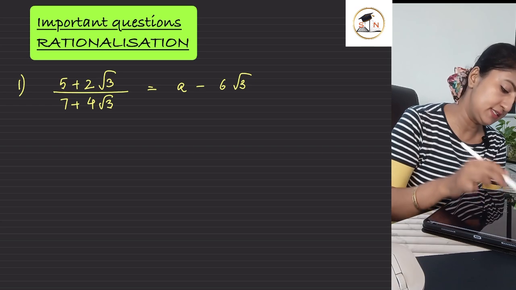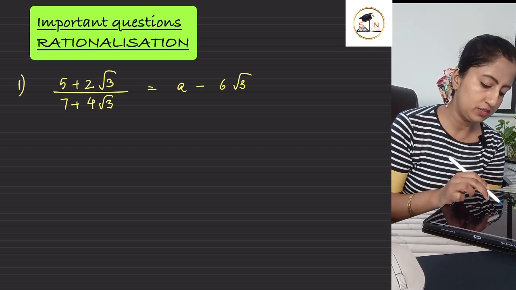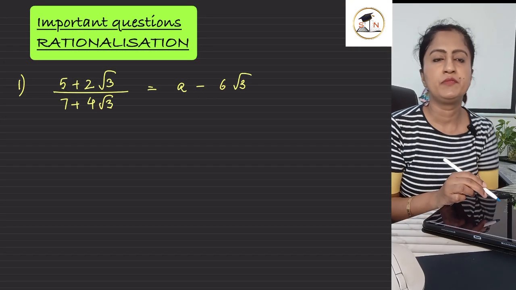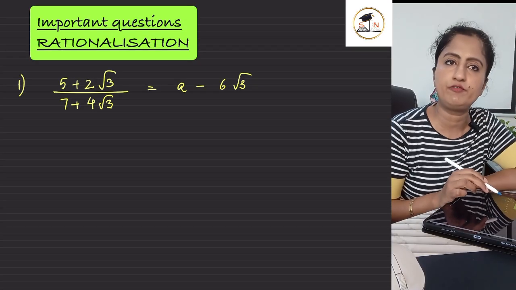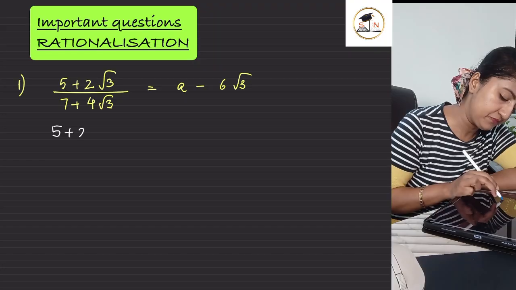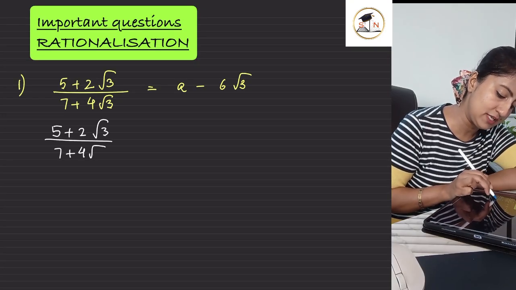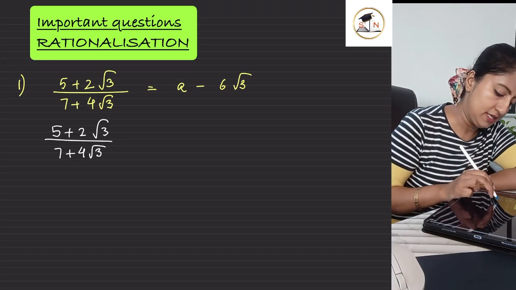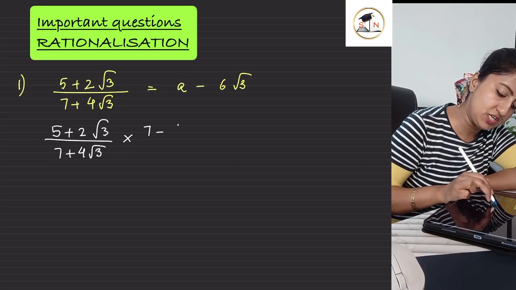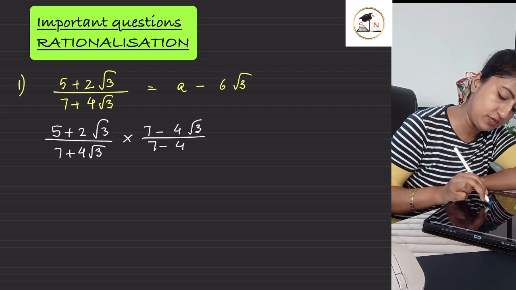The first question is (5 + 2√3)/(7 + 4√3). On the right hand side, we can see we are given a − 6√3. तो यहाँ पे हमें basically a की value find out करनी है. So we will start doing it. जब हम rationalization करते हैं, we always rationalize the denominator because we have got surds in denominator also, right? तो rationalization के लिए जो denominator की terms होती हैं, साइन चेंज करके हम उसको मल्टीप्लाई एंड डिवाइड करेंगे. So it is 7 − 4√3.